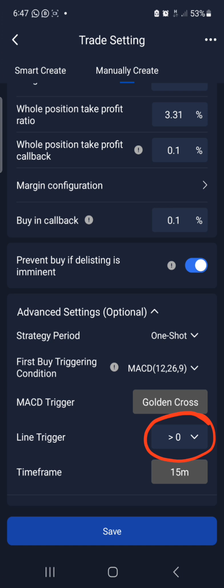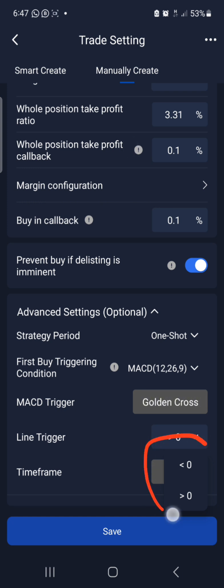You see? If we tap this arrow here, it has both of them, the less than and the greater than. So when do you want your robot to buy? Do you want it to buy when the crossover happens in the green histograms, or when the crossover has happened in the red histograms? When do you want it to buy? Mine, I want it to buy greater than, like how you see I set it.